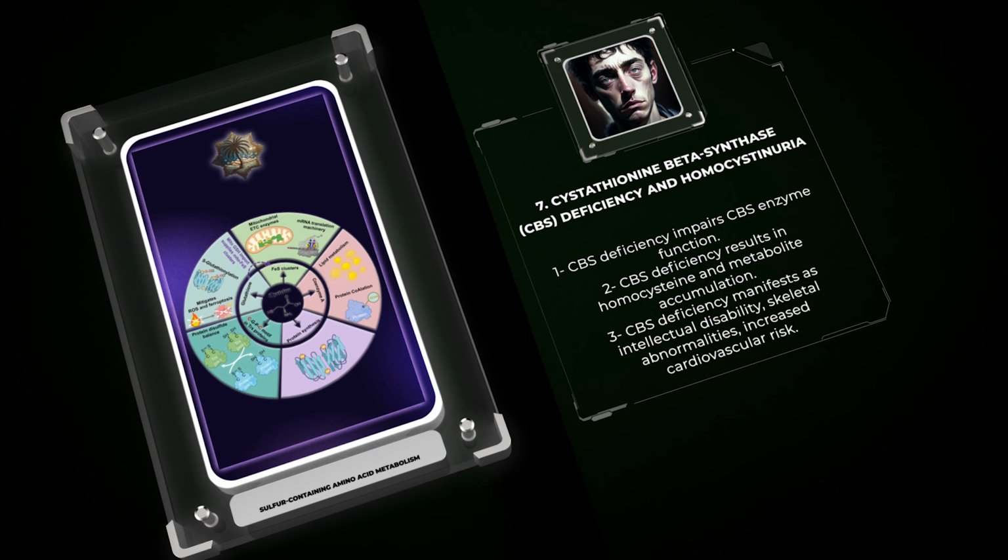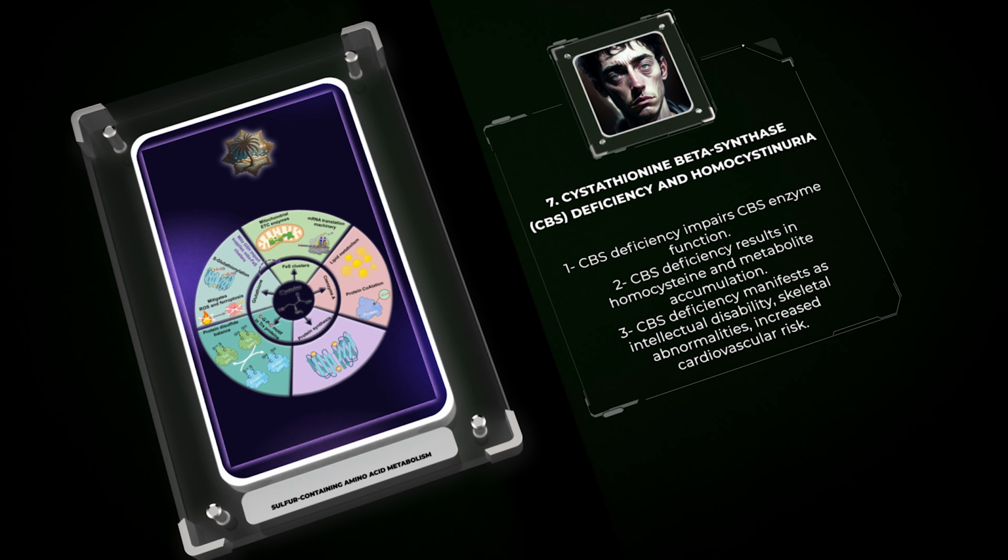Treatment options for CBS deficiency include dietary modifications, such as restricting methionine intake and supplementing with cysteine. Additionally, pharmacological therapies aimed at reducing homocysteine levels, such as vitamin B6 supplementation, may be employed.